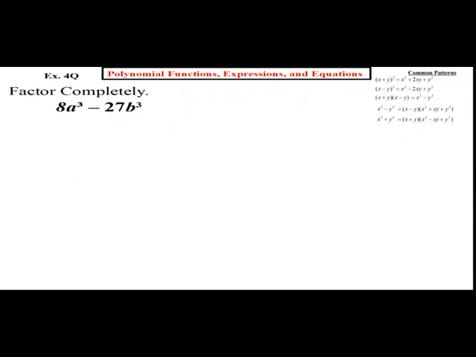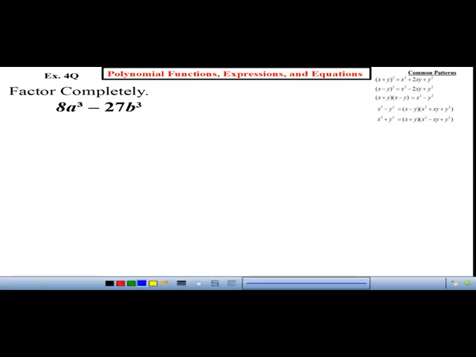Example 4Q, factor completely, 8a cubed minus 27b cubed. Question, is it in standard form? Yes, okay. Step 2, is there a GCF other than 1? No. So what do I do then, Mr. Q? Well, notice that now it's in cubes.